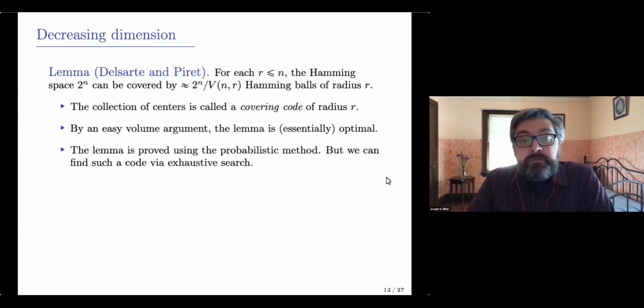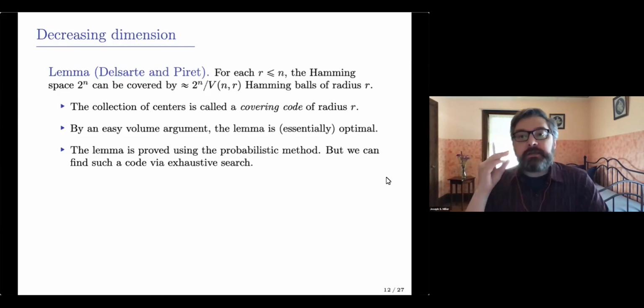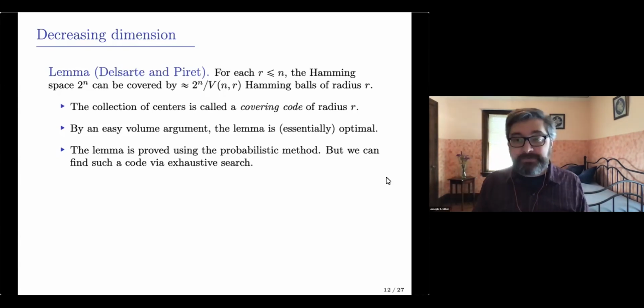The lemma is proved using a probabilistic method. In other words, you prove that if you choose enough centers randomly, then with positive probability it has the property you want. And so it's not a constructive proof, but this doesn't bother us. You can find such a code via an exhaustive search. We're not worried about efficiency right now, we just want things to be effective.